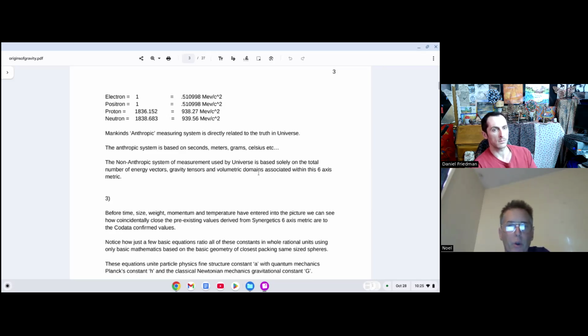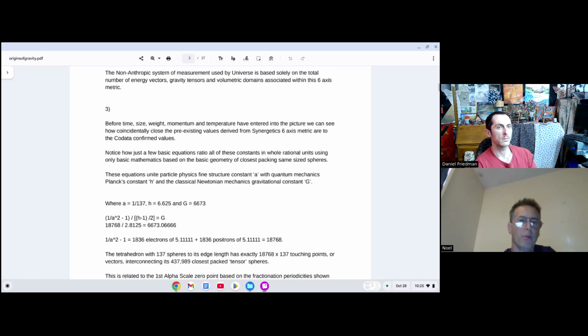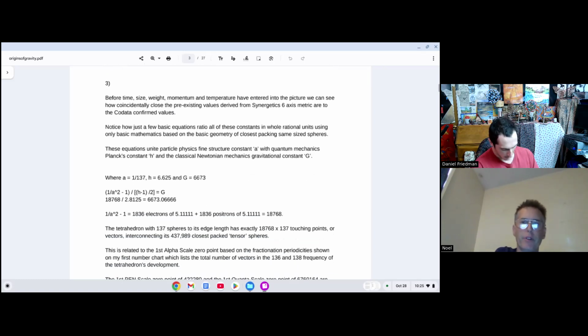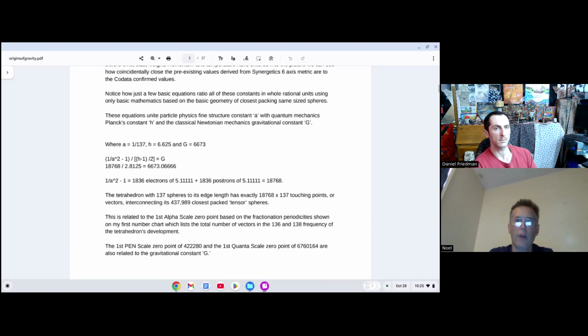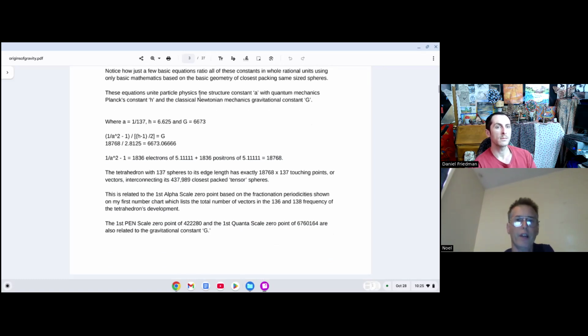It's based solely on the total number of energy vectors, gravity tensors, and volumetric domains associated with the six-axis metric. So before time, size, weight, momentum, and temperature have entered into the picture, we can see how coincidentally close the pre-existing values derived from the synergetic six-axis metric are to the CODATA confirmed values. Notice how just a few basic equations ratio all these constants in whole rational units using only basic math and basic geometry. So these equations unite particle physics fine structure constant A with quantum mechanics Planck's constant H and the classical Newtonian mechanics gravitational G.